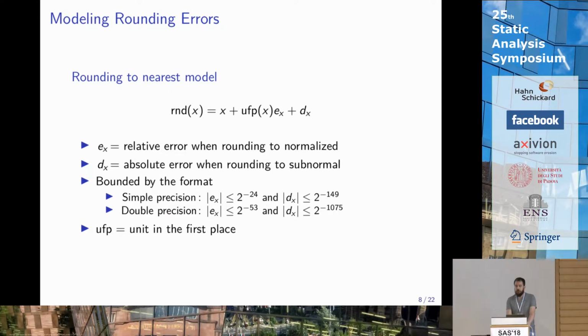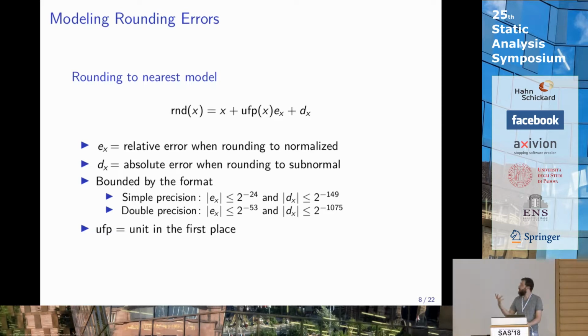Those two values are bounded by the format we use. The standard defines those bounds in simple precision and in double precision, for example. And finally, in this formula, we have the UFP, the unit in the first place. How we compute it is not really important, but it's the idea of the smallest floating point number with the same exponent as the value x.